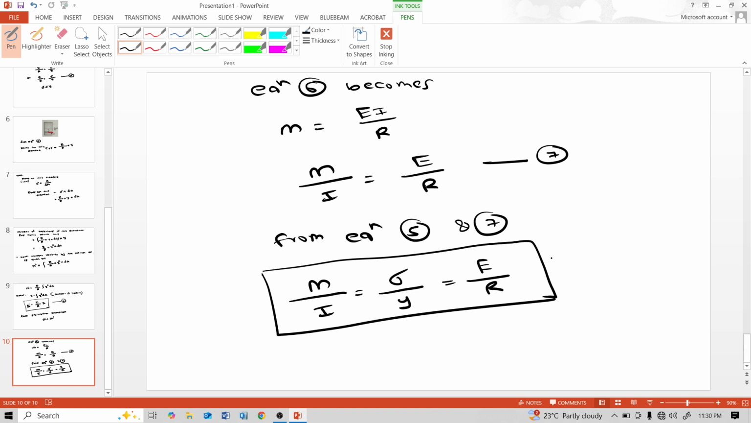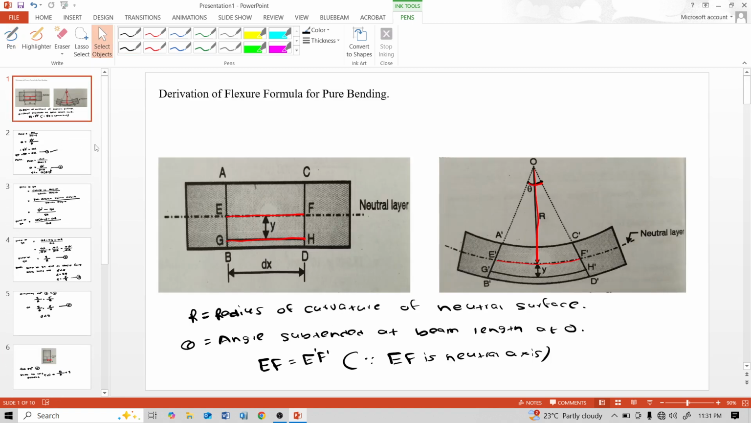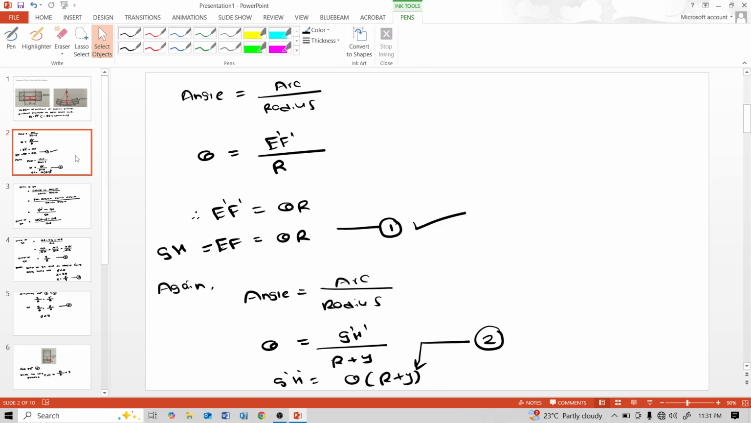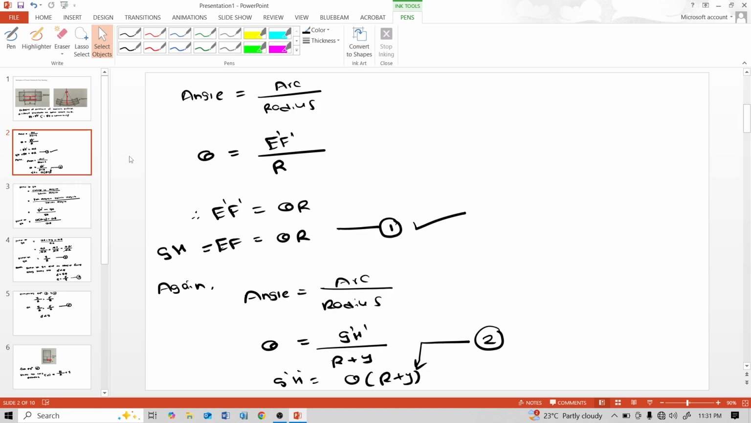M is moment of resistance or moment. I is moment of inertia. Sigma is stress. Y is elemental strip distance from neutral axis. E is modulus of elasticity, and R is radius of curvature. So this is the derivation of flexure formula for pure bending. Steps are important in this derivation, calculation and steps.